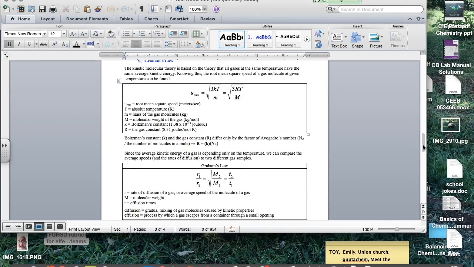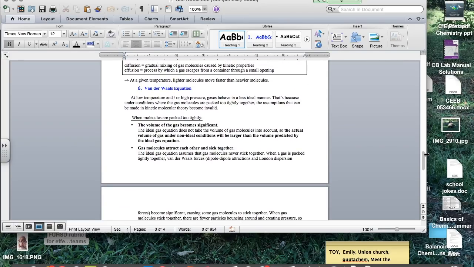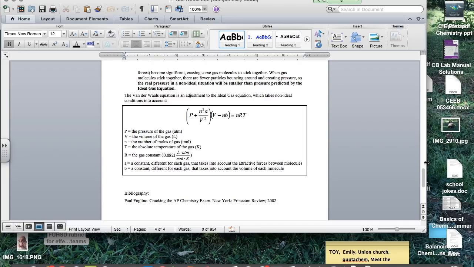Deviation from ideal behavior is greatest at low temperature and high pressure, because then gas particles are close by. To accommodate real behavior of gases, because not all gases behave ideally, we have another equation, the van der Waals equation, which has two constants, A and B, to account for the lower pressure of real gases. So you add a little factor to the real gas pressure to make it look more like an ideal gas, and you take away a little from the volume to accommodate the non-zero volume of real gases.